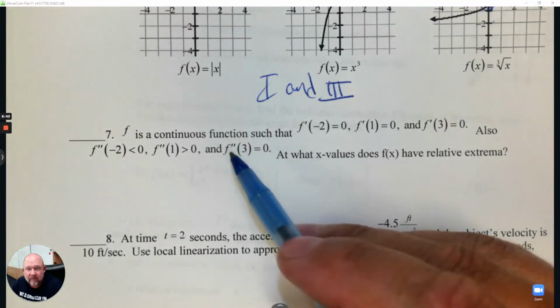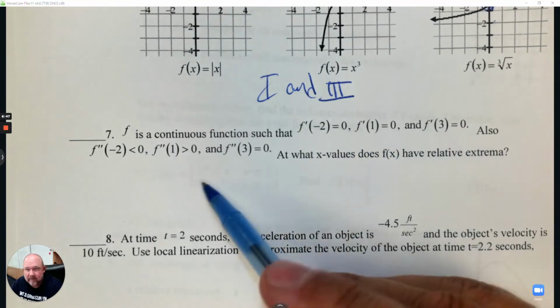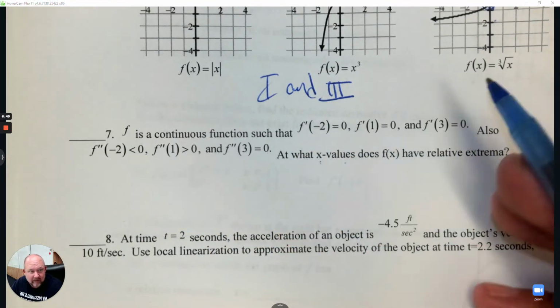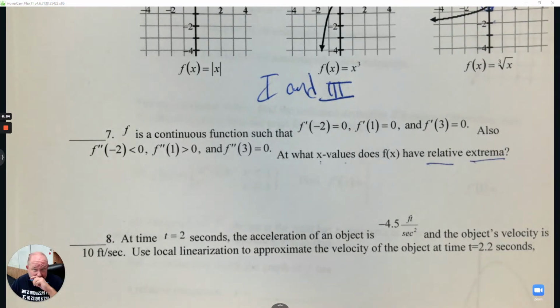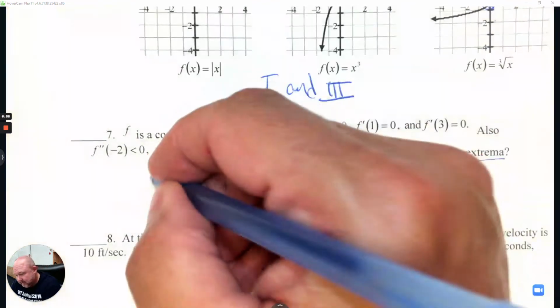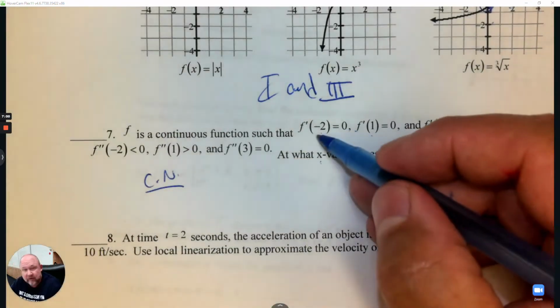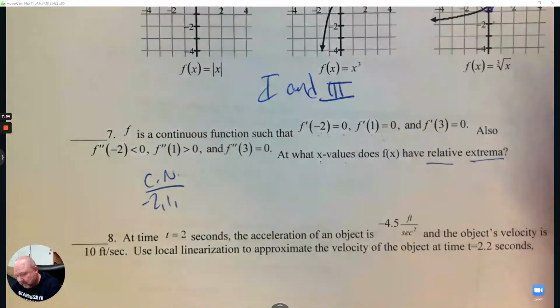All right, if the function's continuous, and you have these values, and these second derivatives, at what x value do we have a relative extrema? It's going to be the second derivative test. So first of all, -2, 1, and 3 are all critical numbers because the derivative is equal to 0 at those numbers. So -2, 1, and 3.